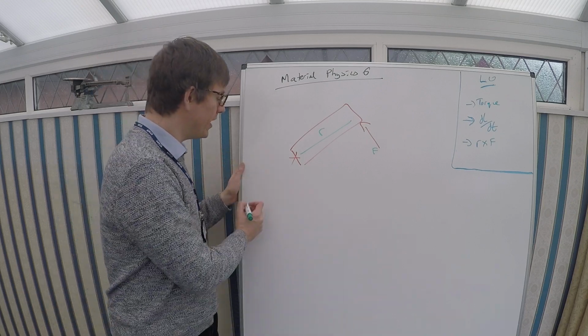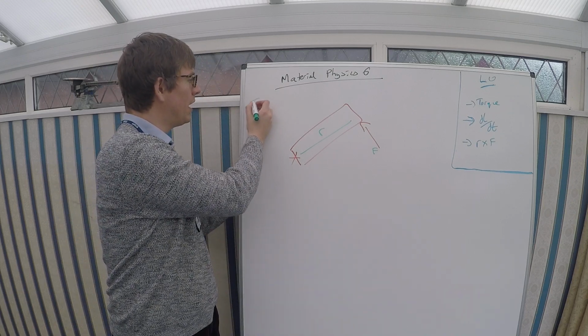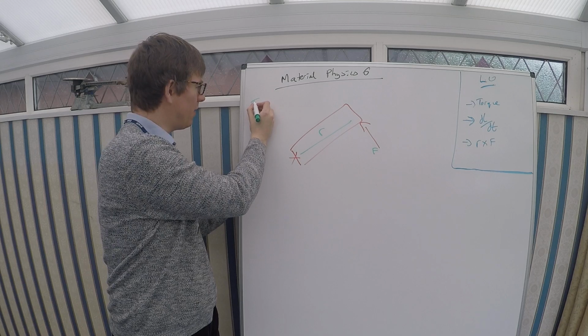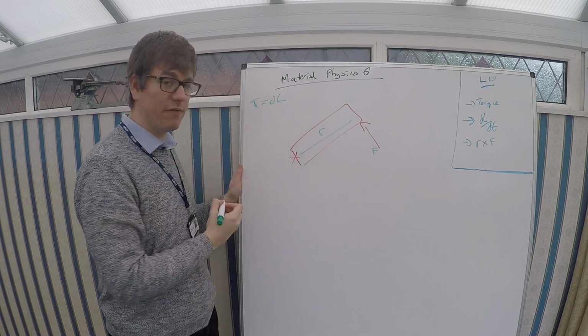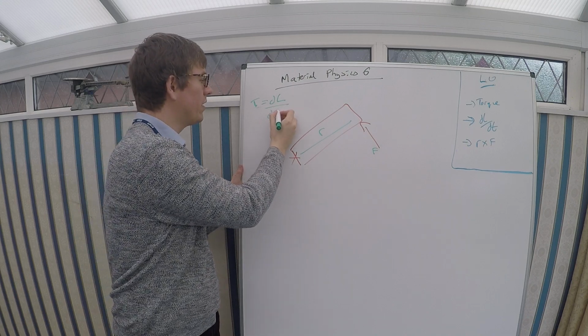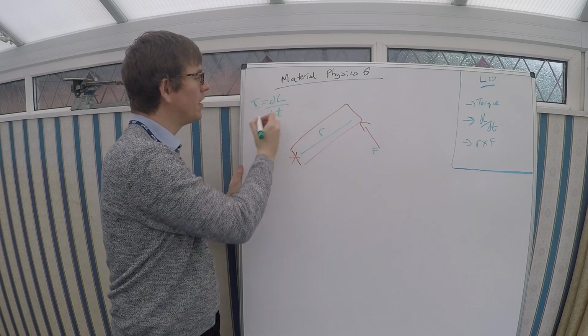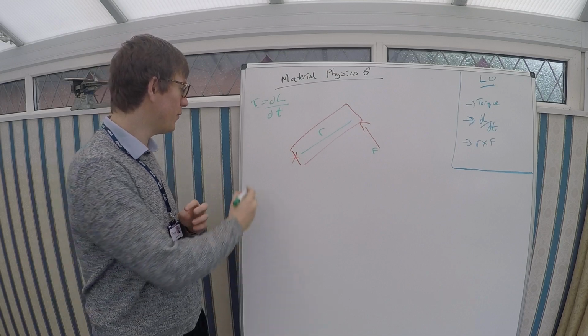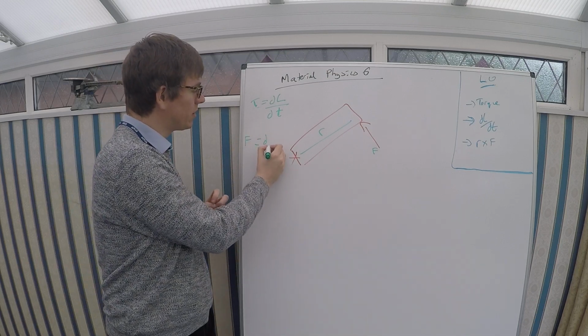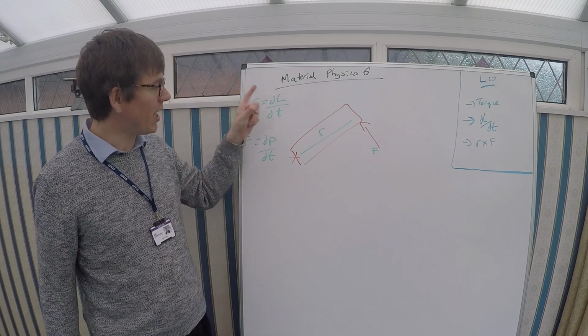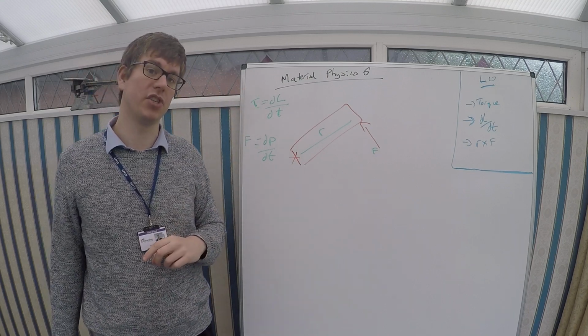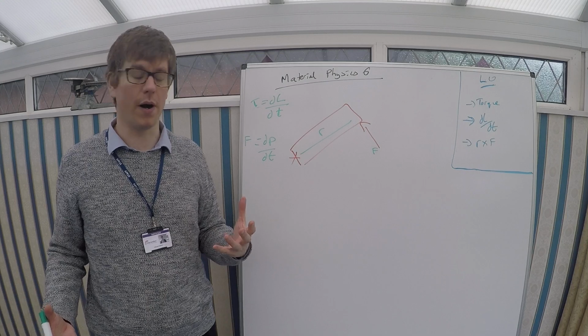Well, the first way is we can actually just define it off angular momentum. So torque is given a tau, which is just like a little t, and we can say torque is simply the rate of change of angular momentum with respect to time, dL by dt. So in exactly the same way that force is equal to the change in momentum with respect to time, torque is just how much the angular momentum is changing with respect to time. So that works really well.